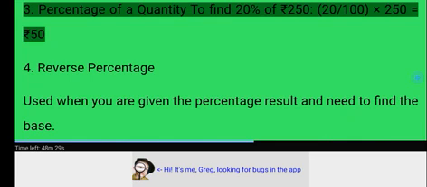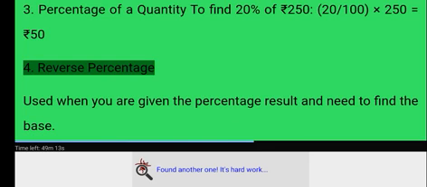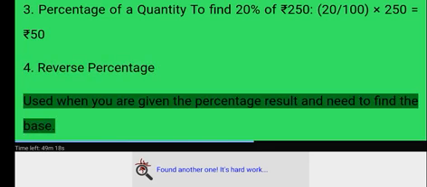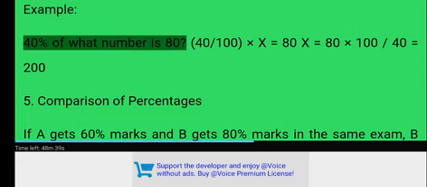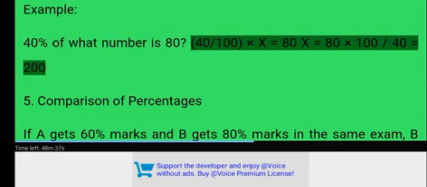3. Percentage of a quantity. To find 20% of 250 rupees, 20/100 times 250 equals 50 rupees. 4. Reverse percentage. Used when you are given the percentage result and need to find the base. Example: 40% of what number is 80? 40/100 times x equals 80, x equals 80 times 100/40 equals 200.